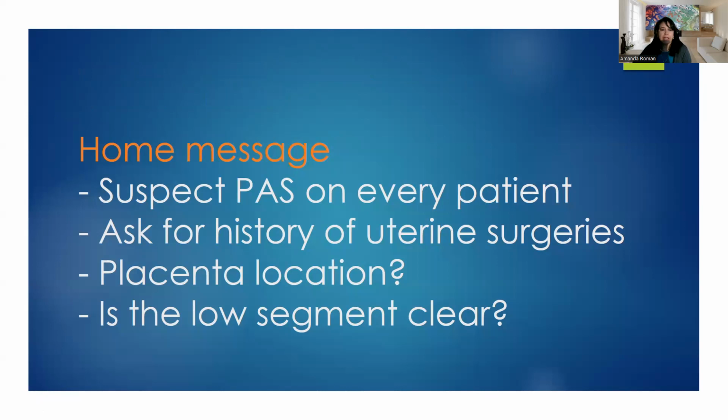After reviewing the risk factors, my take-home message is we need to suspect placenta accreta for every patient. We need to ask carefully about any history of uterine surgeries, D&Cs, hysteroscopies, and maternal demographics. And we need to know where the placenta is. Are we having a placenta previa or a low-lying placenta? And is the lower segment clear for a potential cesarean section? Because as we're going to review later, we don't want to touch this placenta in case of delivery.